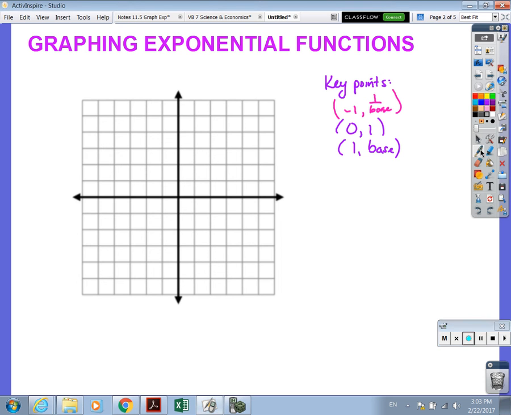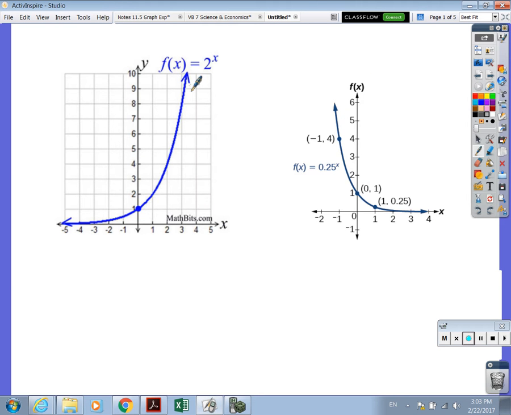Alright, when we're trying to graph exponential functions, there are a couple key points we need to know, but first let's just take a look at the shape. A classic exponential graph is this one. There's your graph right there, y equals 2 to the x. So (0, 1), (1, 2), (2, 4), (3, 8), these are all key points.